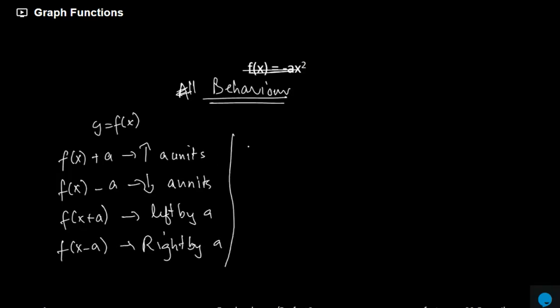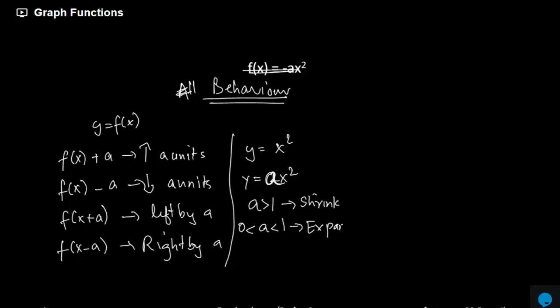Similarly, if I say y is equal to ax square plus something, let's say y is equal to ax square. If a is greater than 1, then the graph is going to shrink. If a is less than 1 but greater than 0, then the graph is going to expand. If a is less than 0 but greater than negative 1, then the graph will flip plus it will expand.